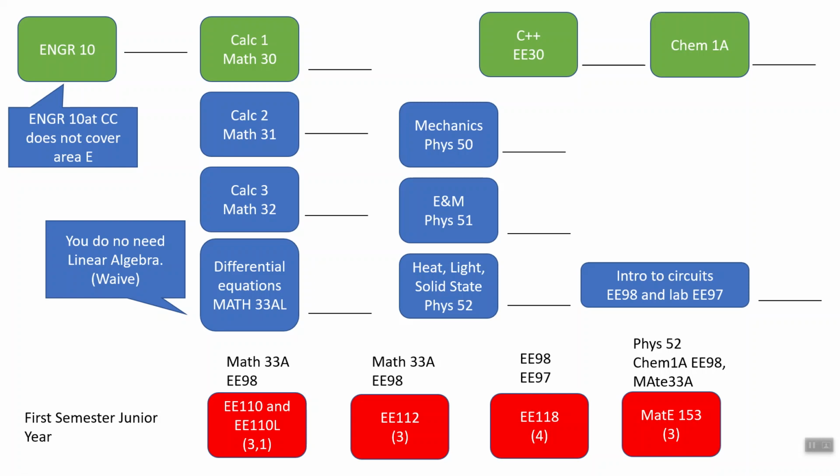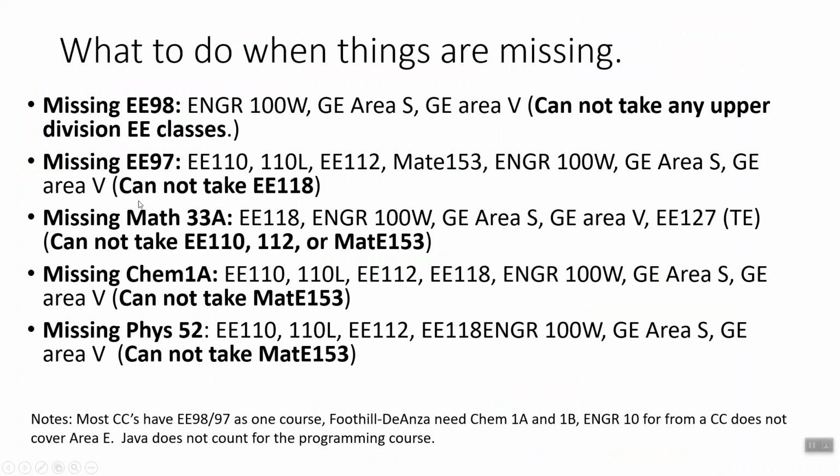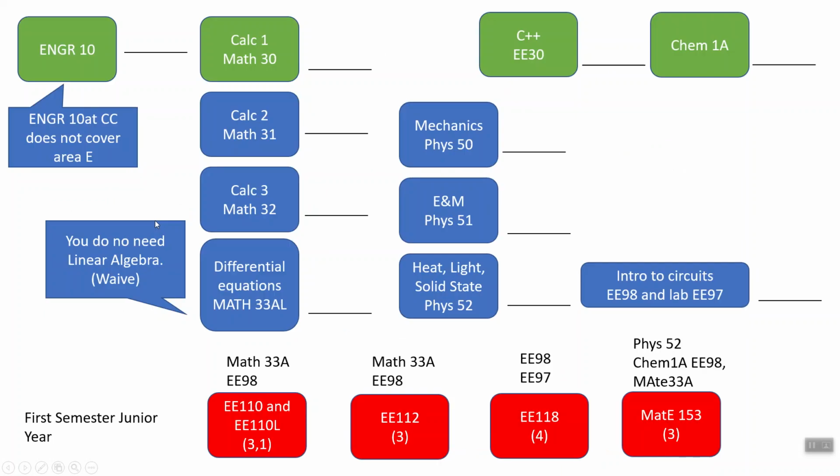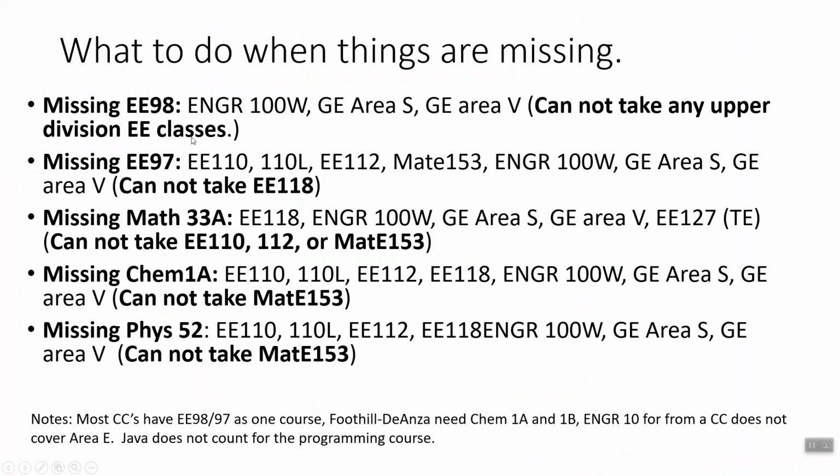Java doesn't count. I gotta fix that. You do not need different linear algebra. We'll waive it. And so the thing is you can really figure out what you need to take. If everything were done, these are the 4 courses you would take in the fall. Now that you're reading this, if you're missing something, you'll know what to take in the summer to try to achieve that.